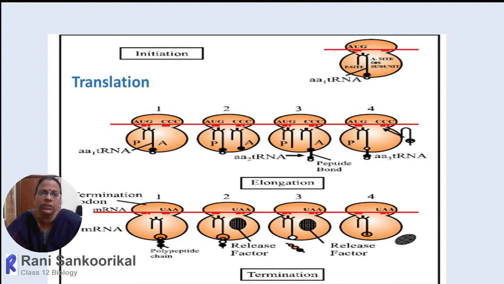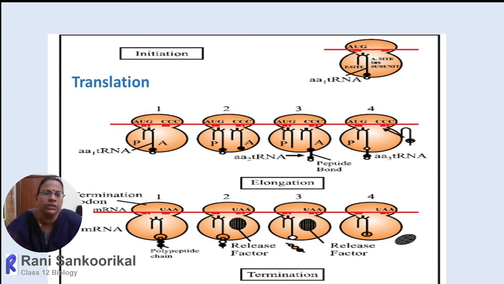So that is here the small subunit, here the large subunit, assembling of first charged tRNA. That means methionine carrying tRNA will assemble at the P site. Then the A site also will be there. To the A site, the second tRNA will assemble. And in the third diagram, you see the peptide bond formation between the first amino acid and the second amino acid with the help of peptidyl transferase.